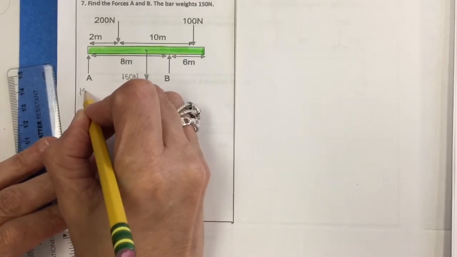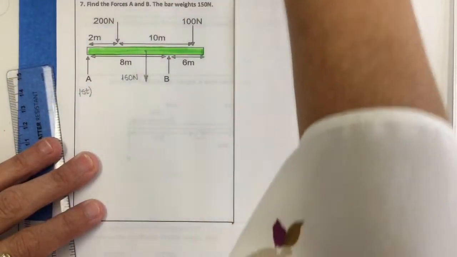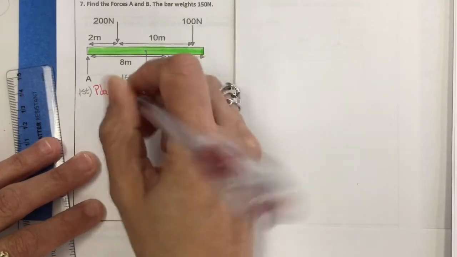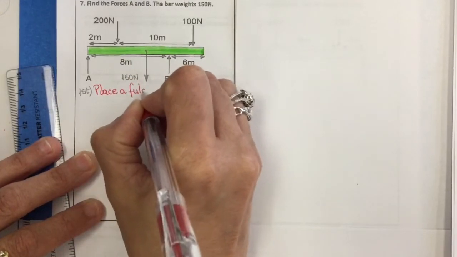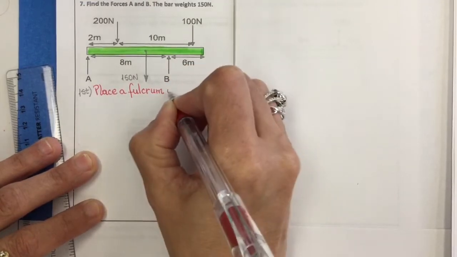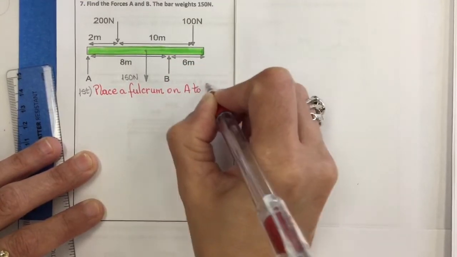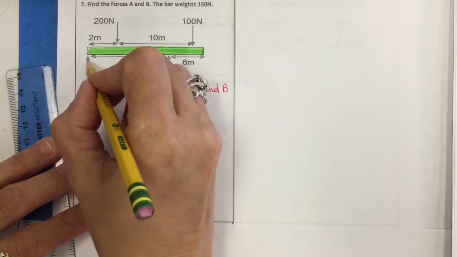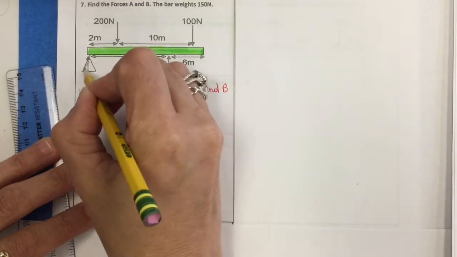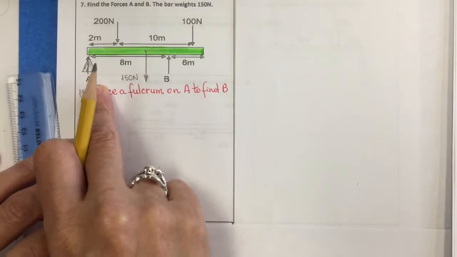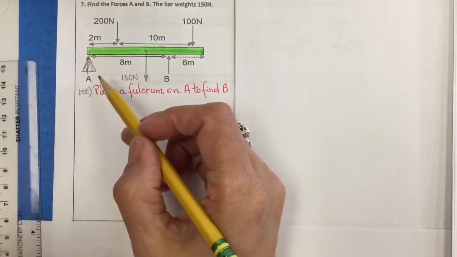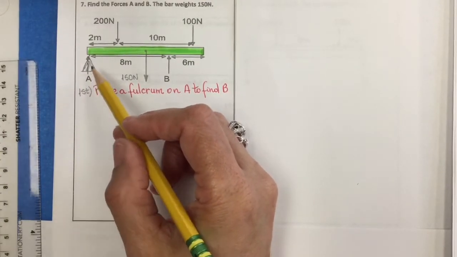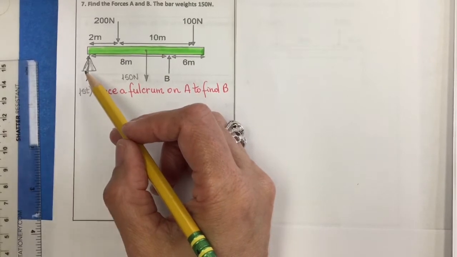So first, place a fulcrum on A to find B. Temporarily we are going to place a fulcrum, represented by this triangle right here, on A. By doing that, this force A will not produce any torque, because a force acting on a fulcrum does not produce torque.